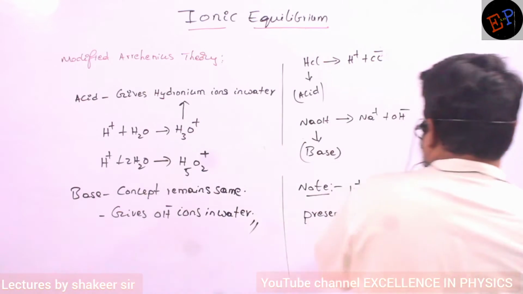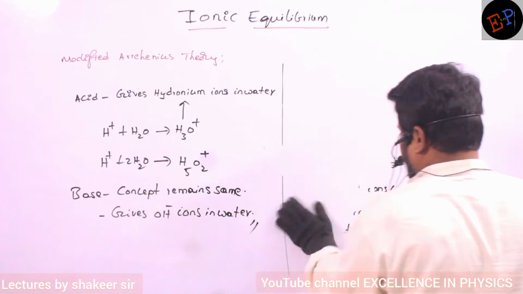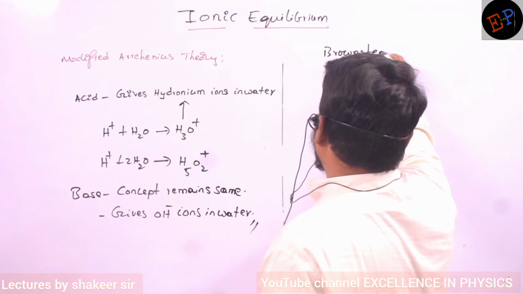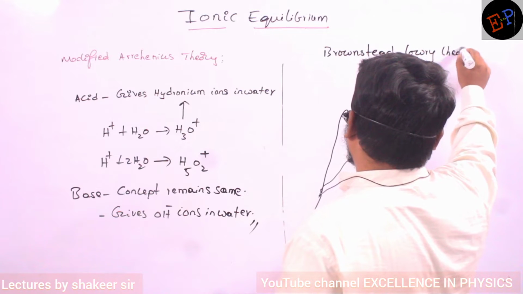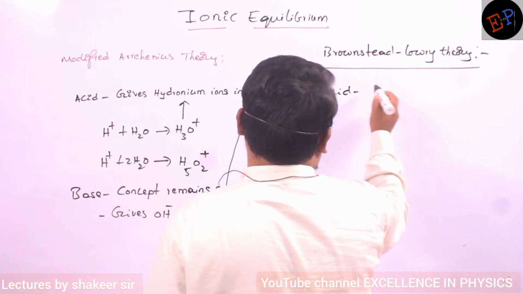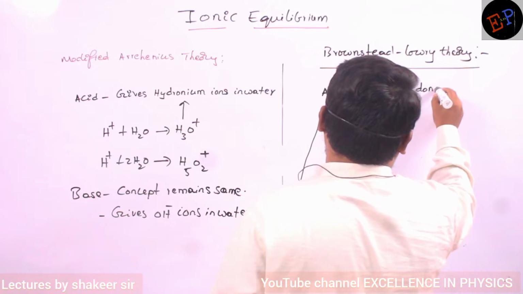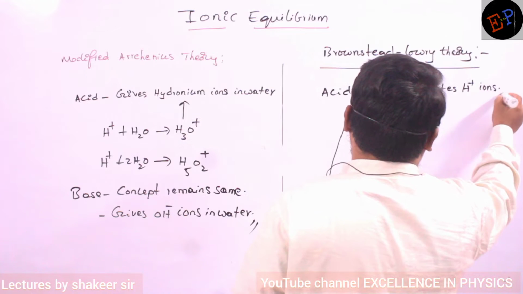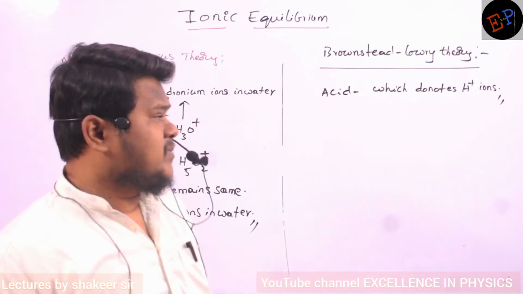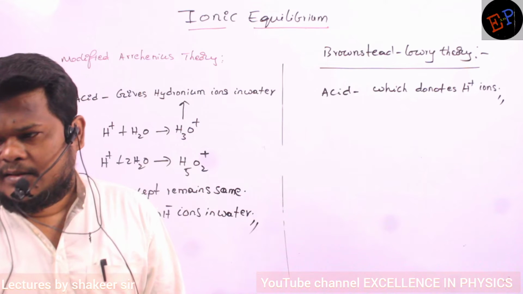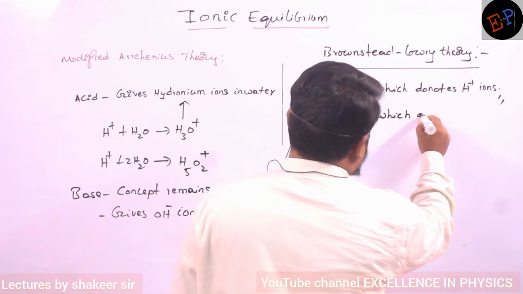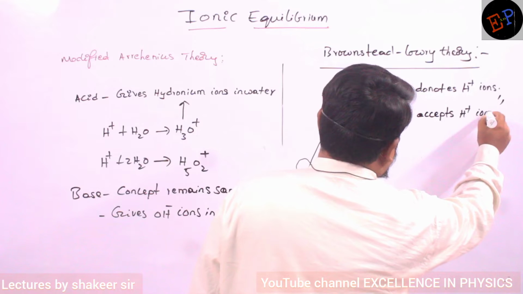So the next theory which we'll study is Bronsted-Lowry theory. Okay, ma? According to this theory, what is called an acid? Which donates H plus ions is called an acid. I am writing everything in short form. I hope you can understand, no? So anything which donates H plus ions is called an acid. And what is the definition he gave for base? Which accepts H plus ions is called a base.